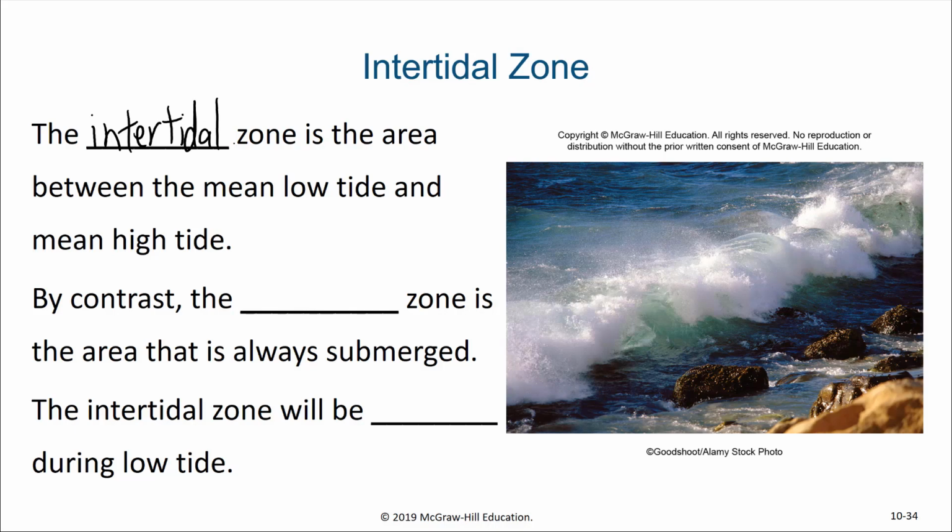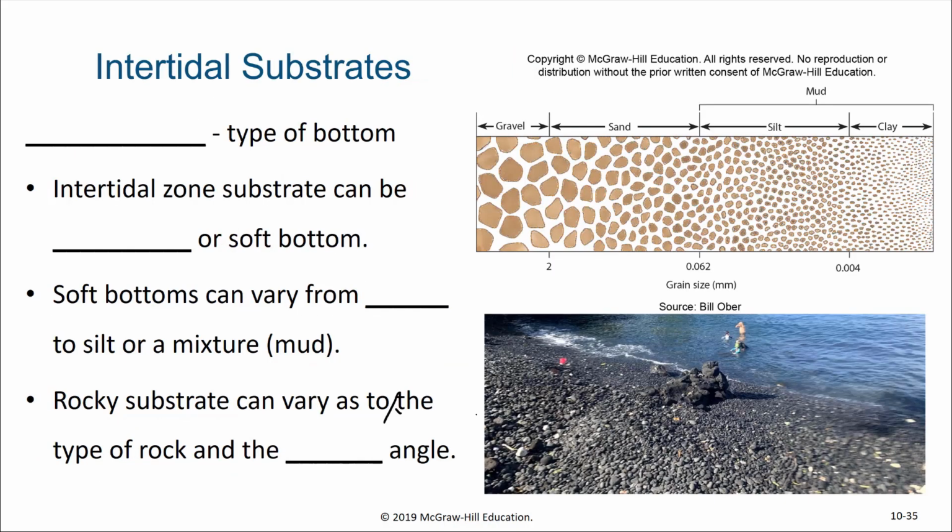By contrast, the subtidal zone is the area that is always submerged, even at low tide. The intertidal zone will be exposed during low tide. There are a variety of different types of substrate, or bottom, that make up the intertidal zones.